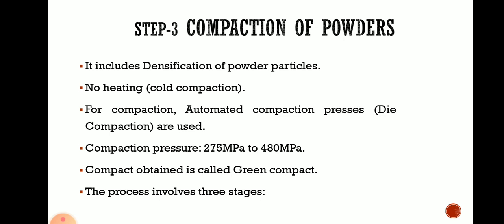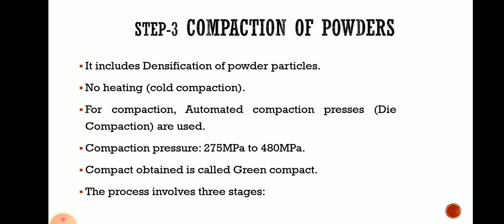So it includes the densification of powder particles. After compaction you will get the component called a green compact, because they are not strongly densified, not a strong or final component. That's why they are called green compact. A small amount of density is increased, because the particles get closer and closer. No heating process is there, that's why it is called cold compaction.